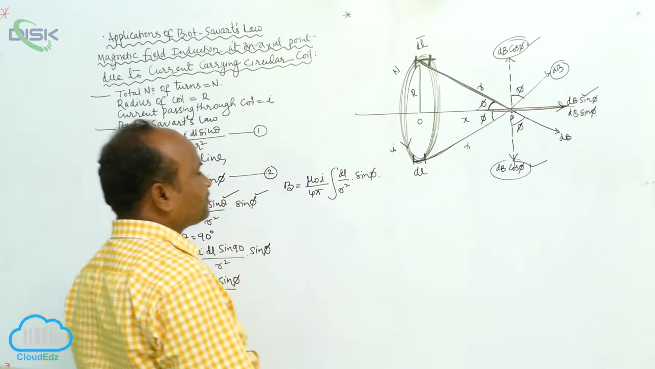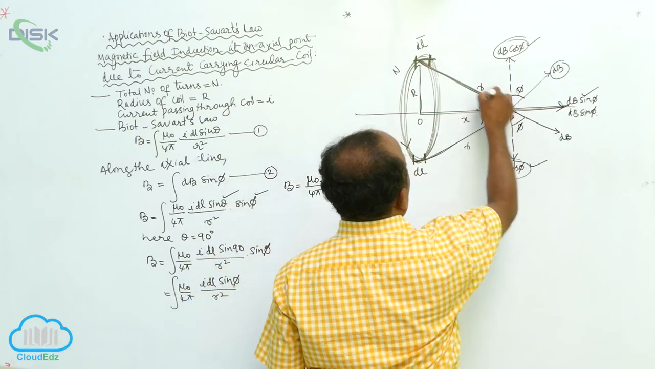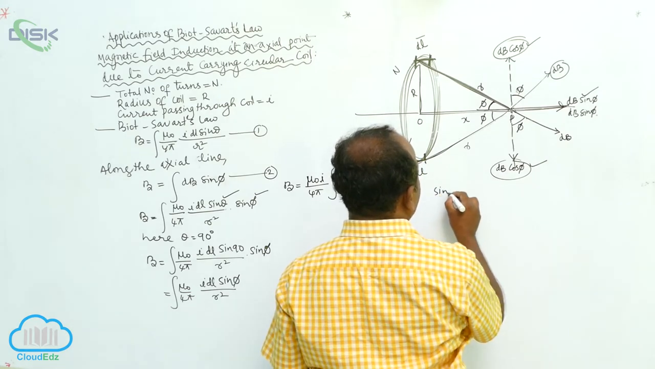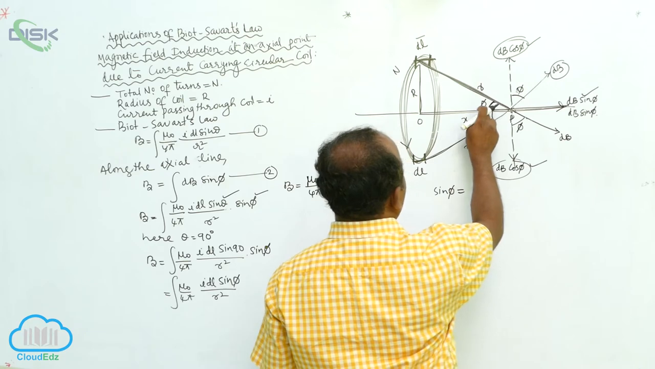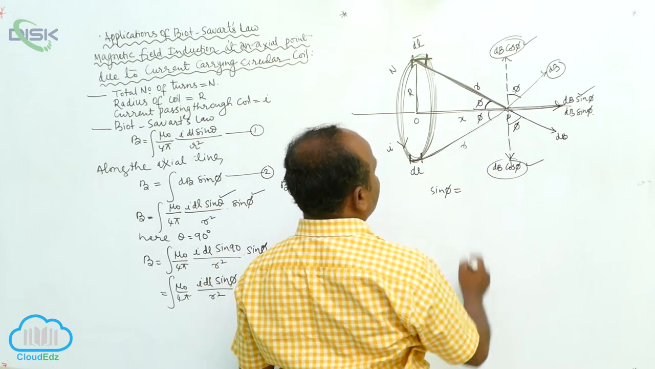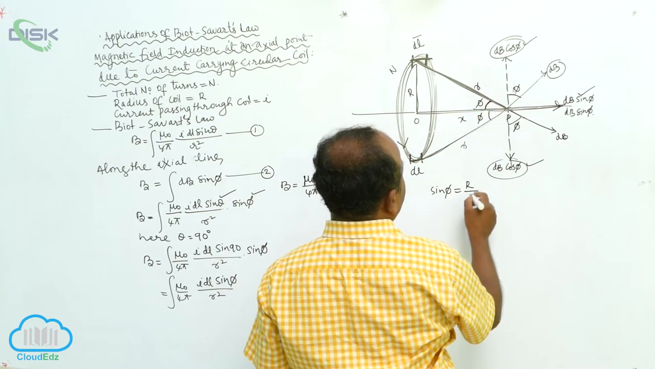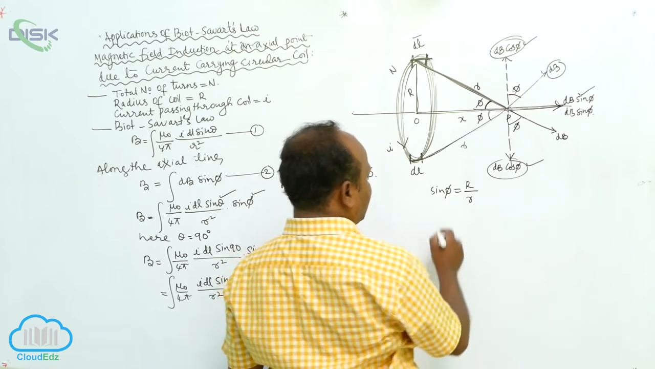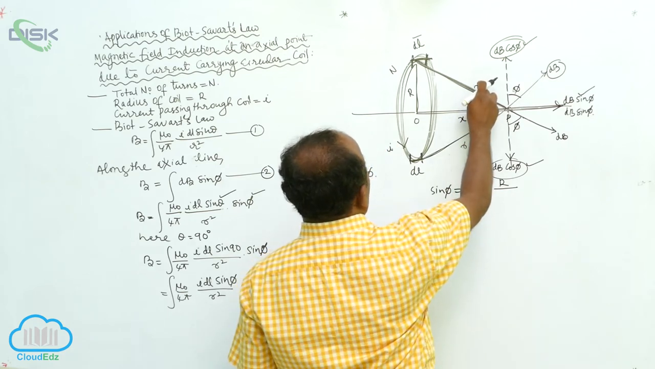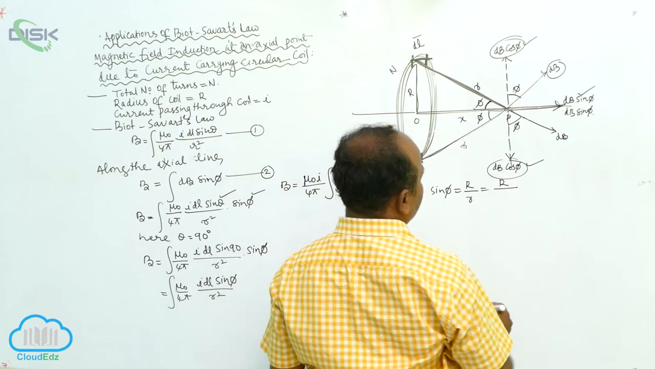Already we know this. From this triangle, what is sin phi? Sin phi is equal to the opposite side by the hypotenuse. The opposite side is capital R and the hypotenuse is small r. Now small r is equal to capital R plus x square.